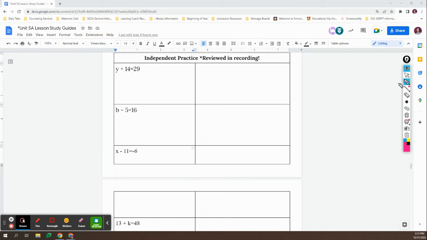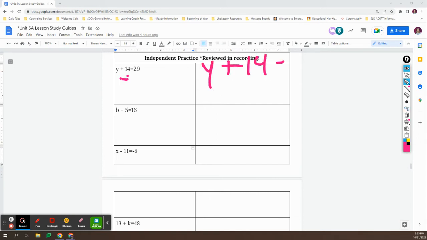All right, so for this first one, we have y plus 14 equals 29. So when I have addition, I do the inverse operation, which is subtraction. And I subtract, I'm going to write it a little bit bigger over here. I subtract 14 from both sides.